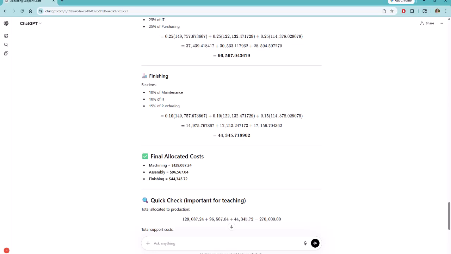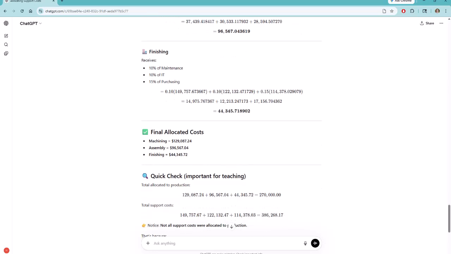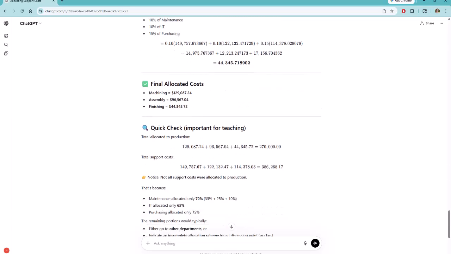All right, well, this is exactly what I was going to put in next. What is the sum of these allocated amounts? It has already summed these up for us, and we get $270,000, which is the initial amount of our support costs. So that's great. We can skip that next step. Now let's come up with some data visualizations.